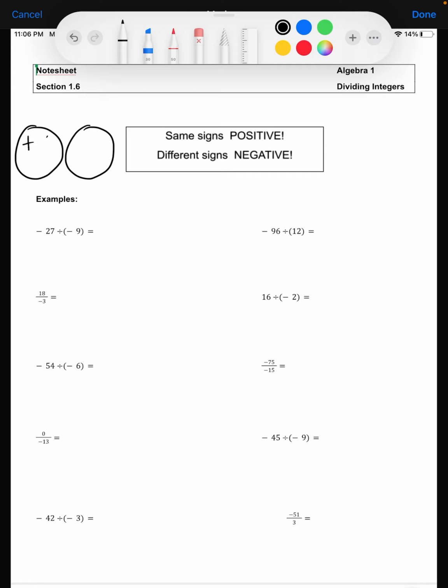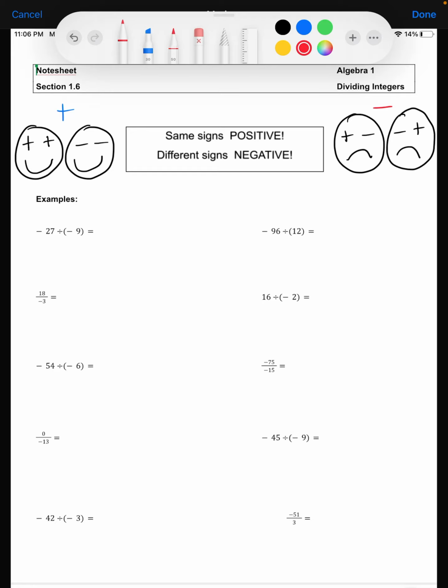If the signs are the same, either positive, positive, or negative, negative, in both cases, the answer is going to be positive. This is, again, going to be a little trickier when we start mixing them up with the addition rules, but you'll get used to it. And if one of the signs is positive and one of them is negative, then the answer is always negative. So keep that in mind as we go through these.